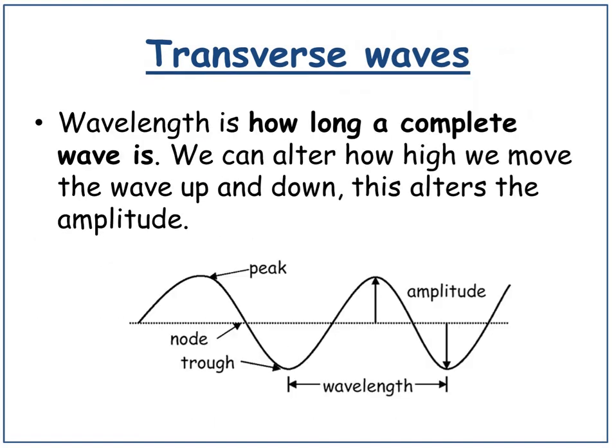So the wavelength is how long a complete wave is. So on this one, it would be from the same point all the way to the same point again. So you can do peak to peak or trough to trough to find the wavelength. And we can alter how high we move the wave up and down, and this would alter the amplitude. So if you put your slinky spring really high up and down, that would be a high amplitude. If you only wiggle it up and down a little bit, that would be a low amplitude.